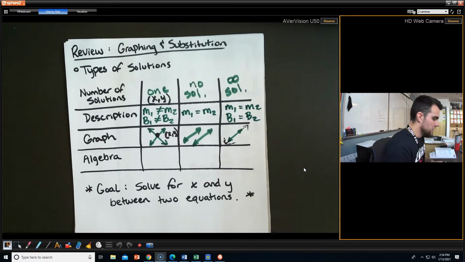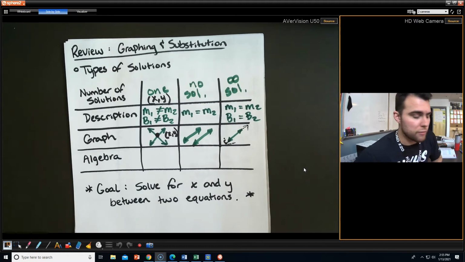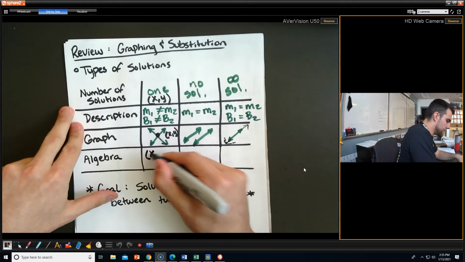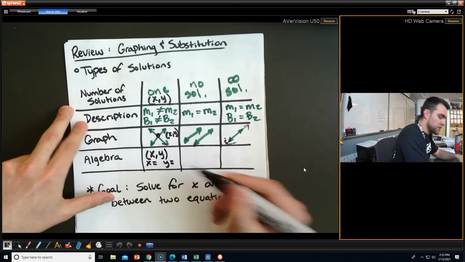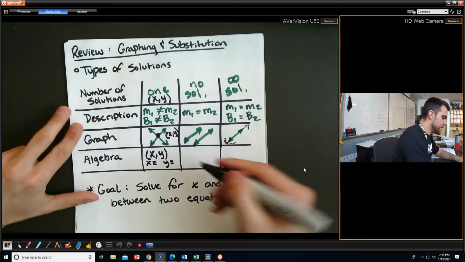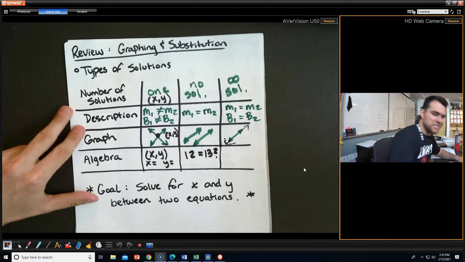Okay, so let's think about that algebraically too. With solving for these, we've been doing that with substitution. So when you're not actually given the graph, there's interesting things that emerge. We'll start with one solution. You will get an answer. You're going to get an x comma y. So you're going to get x equals something and y equals something, and everything's going to be gravy. Okay, no solution, you might get something like 12 equals 13.